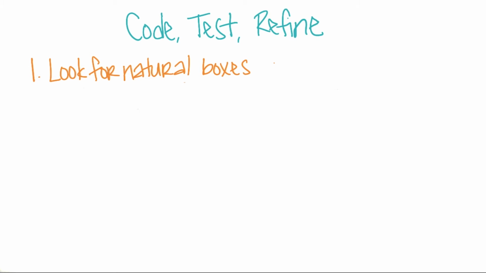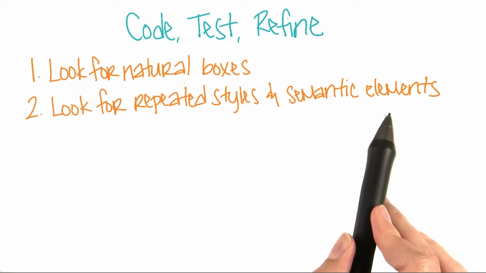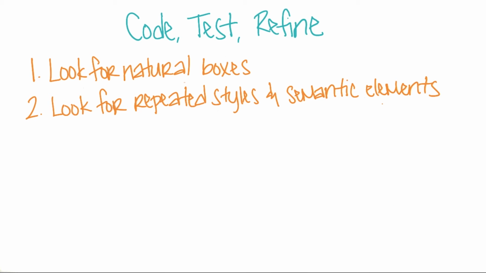So, to summarize, first, make sure to divide and conquer. Look for places that are distinct. Everything on the web is a box. So, look for the natural boxes. Then, look for repeated styles and semantic elements. H2 should be the second biggest headings on the page, and things like that. Think about how you can relate this to HTML elements.